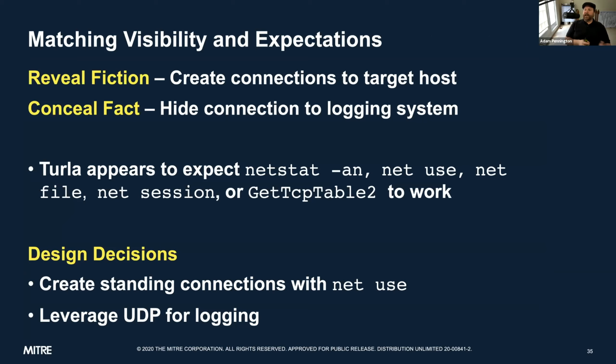So I'm going to decide, in line with us creating Windows hosts on the network, we're going to create standing connections using net use. So this will create something that net use will see. And then to hide connections to the logging system, looking at this, we've got things that will see long-standing TCP connections. So maybe we want to leverage UDP for logging and stay invisible to the actor.